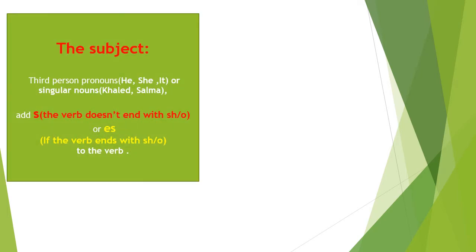In this lesson, we are going to talk about the third person pronouns, he, she, it, and the singular nouns. So, when the subject is third person pronouns, he, she, it, or any singular nouns, such as Khalid or Salma, we add s to the verb that doesn't end with sh or o, and we add es if the verb ends with sh or o.